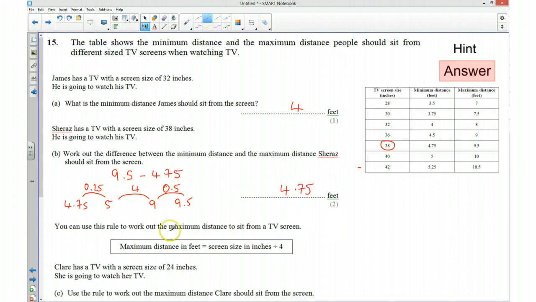Okay, it's worth being extra careful on calculations like this. What I would do now is add 4.75 and 4.75 together and just check that that does actually give you the 9.5 that we've got there.